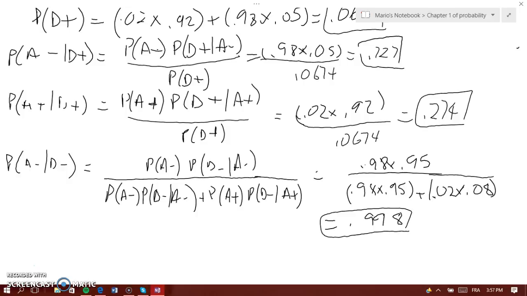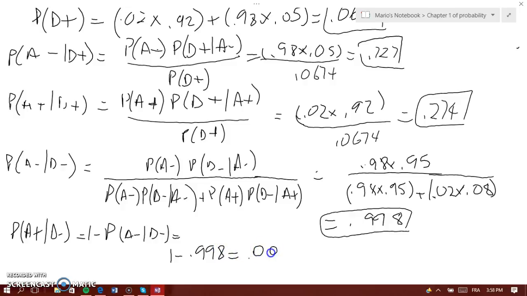And lastly, it says find PA positive given D negative. And now instead of finding that, we can just do 1 minus the probability that PA negative given D negative. That would be equal to 1 minus 0.998 equals to 0.002.